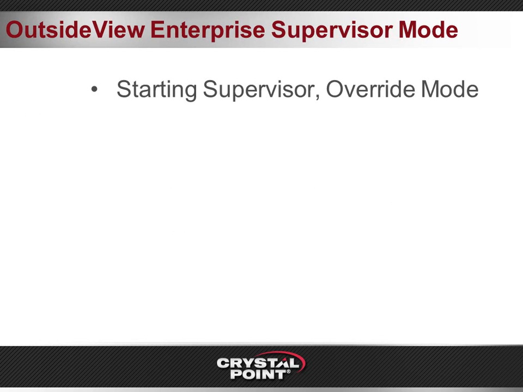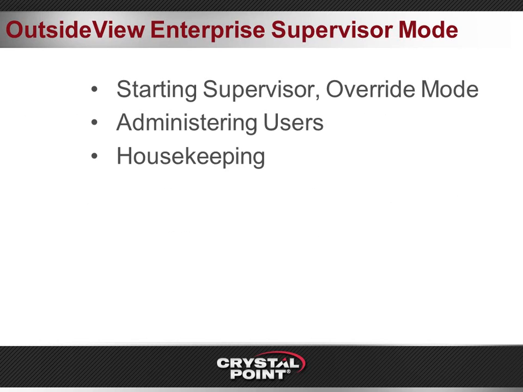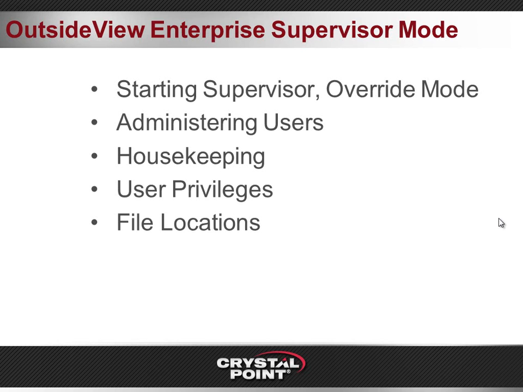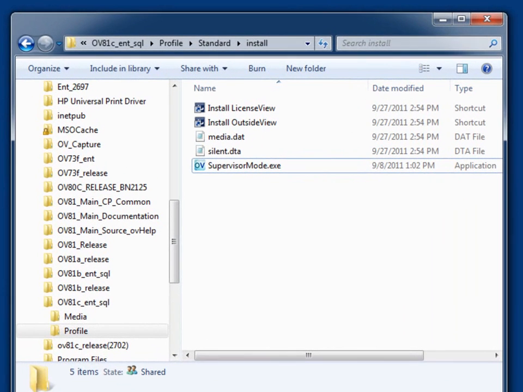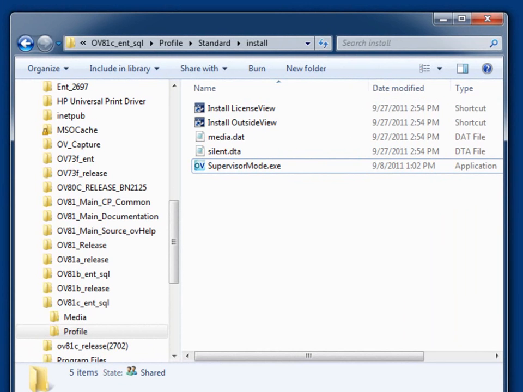We'll start with how to invoke supervisor override mode. Then we'll talk about administering users, assigning them to profiles, and doing enterprise level distributed housekeeping. We'll talk about configuring user privileges, and finally I'll have a talk with you about file locations both at the hub of the enterprise and at the end user individual storage location. Ready? Let's go. As you might guess, supervisor override mode is a special mode within supervisor mode.